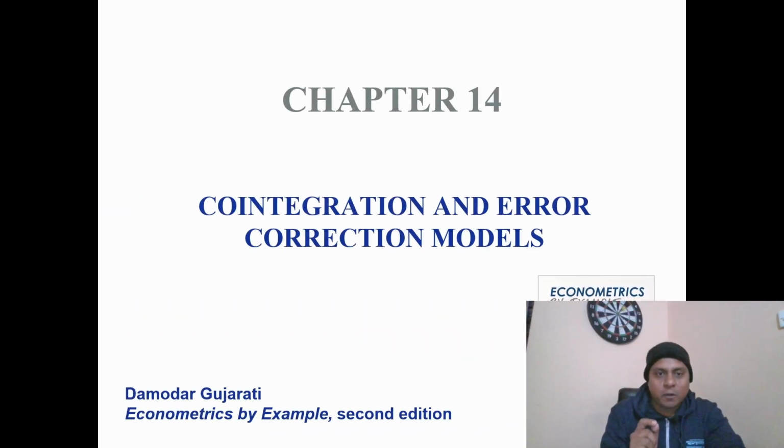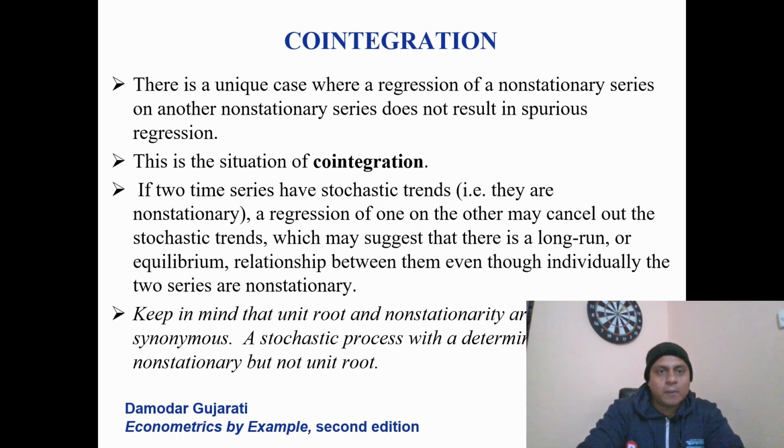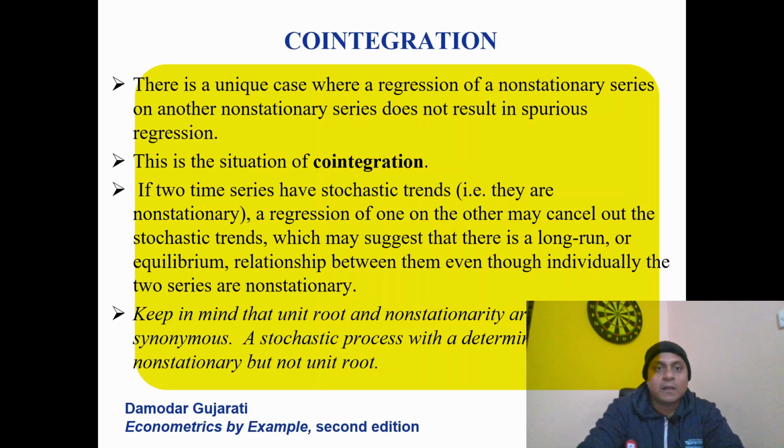In the time series model, co-integration and the error correction model are important. Normally, if there are two series in a time series model and they are correlated at one point in time, then we say that there is co-integration in your time series analysis. Thus, there is a unique case where a regression of a non-stationary series on another series does not result in a spurious regression. If two time series have stochastic trends, a regression of one on the other may cancel out the stochastic trend, which may suggest that there is a long-run or equilibrium relationship between them.